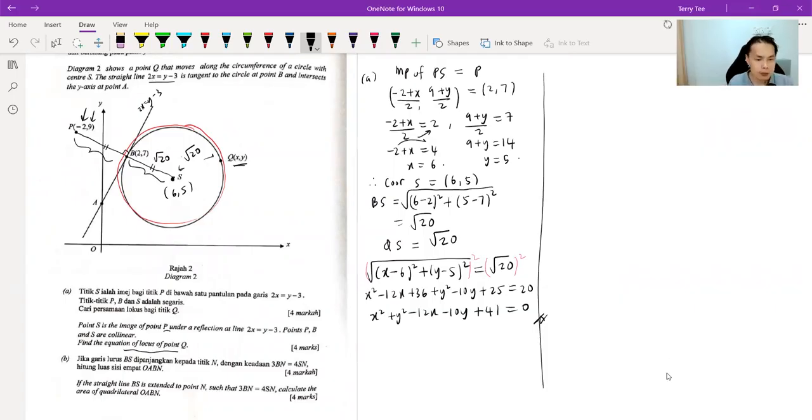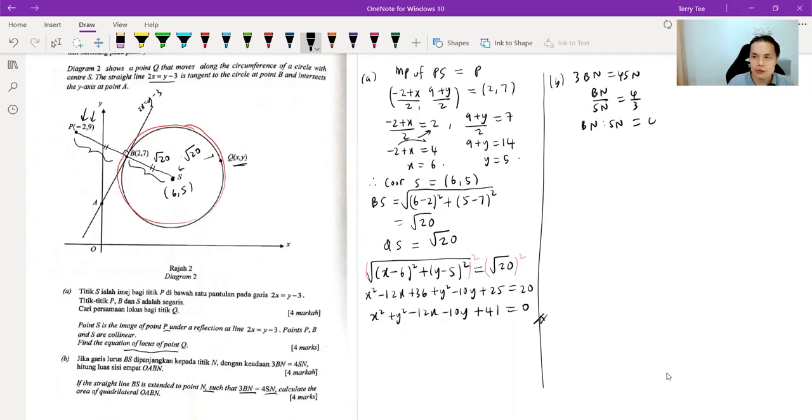Okay, the second part, the next part, I hope you can read the part below here. If the straight line BS is now extended to point N such that 3BN is 4SN. 3BN is 4SN. So we can say BN to SN is 4:3.